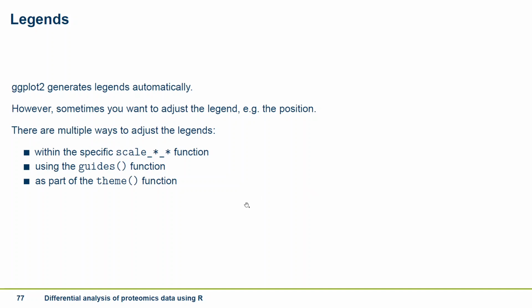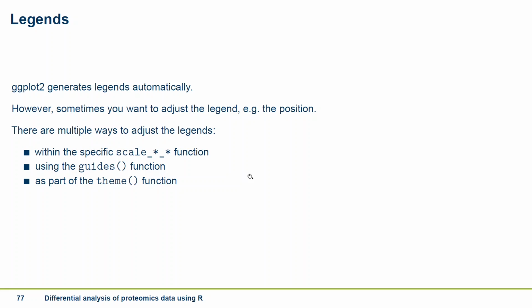Now we will have a deeper look into legends. So actually there's not that much to say because ggplot2 generates legends automatically. However, sometimes you want to change something. We saw some examples already in changing, for example, the color. We'll also change the color in the legend. But here we will focus on things like, for example, the position of a legend.